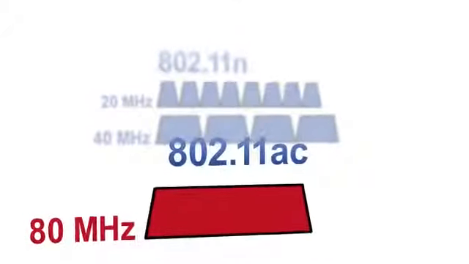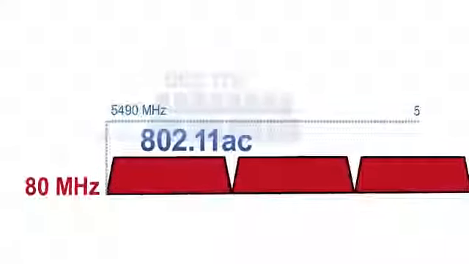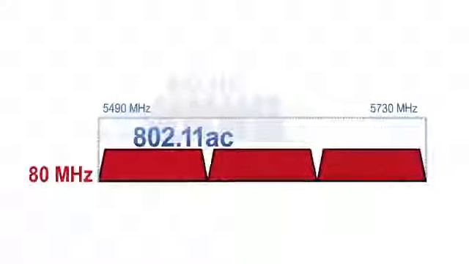So if you're deploying AC with an 80 megahertz channel, that would be 3 times 80 megahertz. So you'd need to have at least that amount of spectrum available. Now, if you wanted to go to a 160 megahertz channel, then you'd need 3 times 160 megahertz if you still wanted to use the 1-in-3 frequency reuse plan. And in most countries around the world, you just don't have that spectrum available, including here in North America.